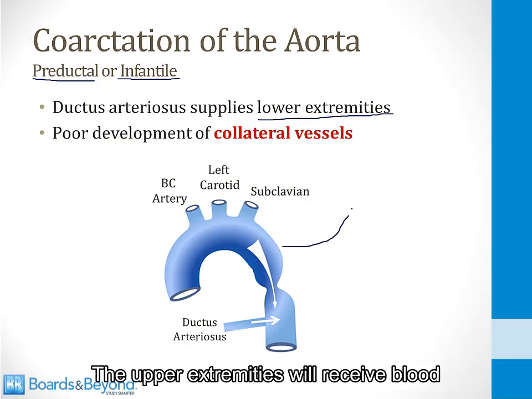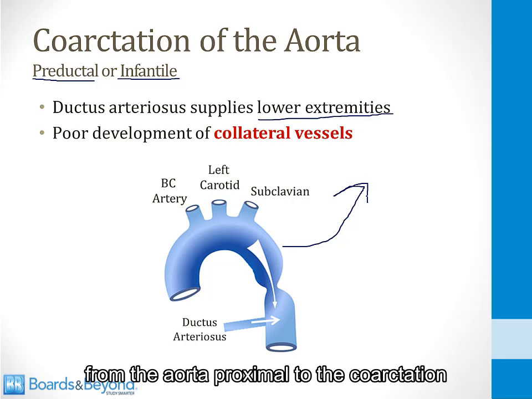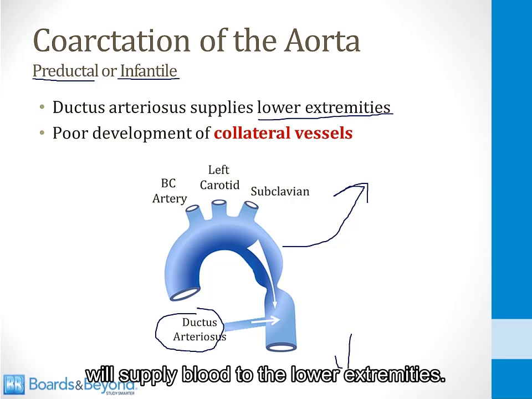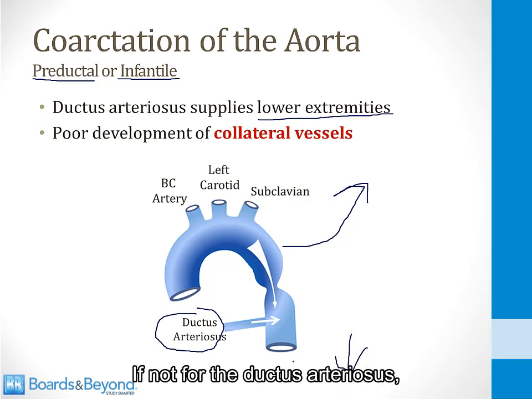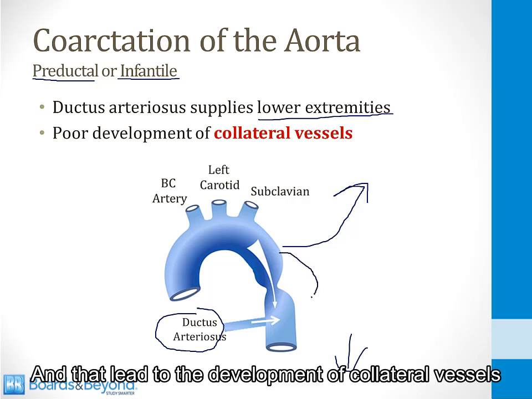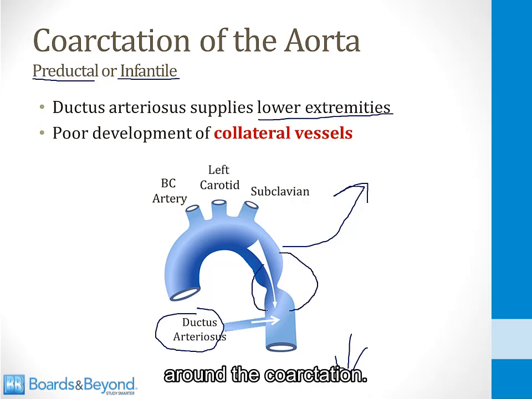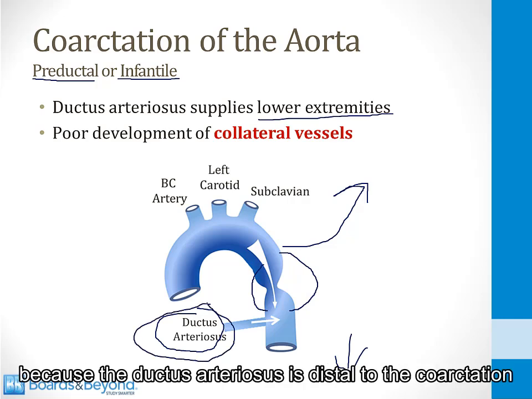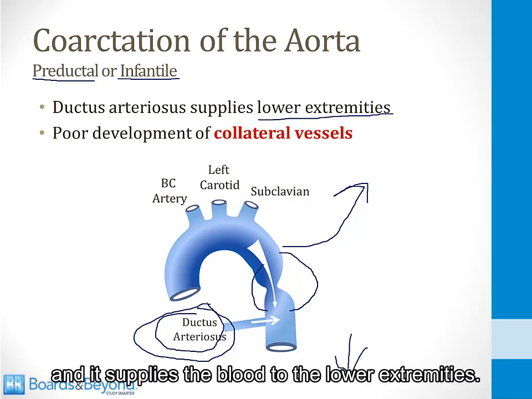The upper extremities will receive blood from the aorta proximal to the coarctation, and the ductus arteriosus will supply blood to the lower extremities. If not for the ductus arteriosus, the lower extremities would be deprived of blood and oxygen, and that would lead to the development of collateral vessels around the coarctation. But these collaterals do not develop in this situation because the ductus arteriosus is distal to the coarctation and it supplies the blood to the lower extremities.